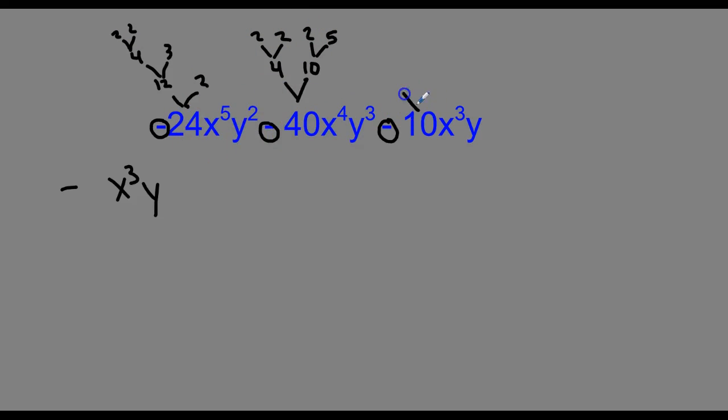But let's see what we can get out of this 10. So 10, we have 2 times 5, and that's it. So let's see what they have in common. Well, we got a 2, and a 2. This one's only left with a 5. Is there a 5 in this one? Yes. Is there a 5 in this one? No. So all we can pull out is 2. So we have -2x cubed y.